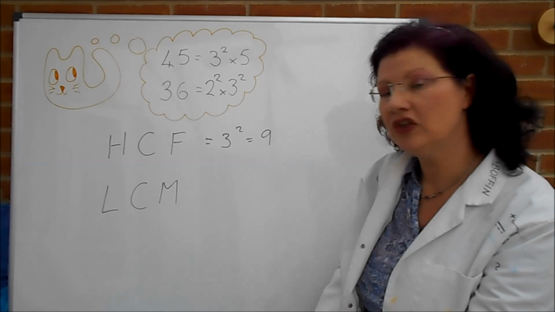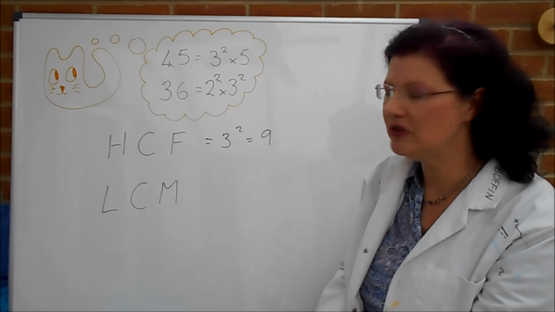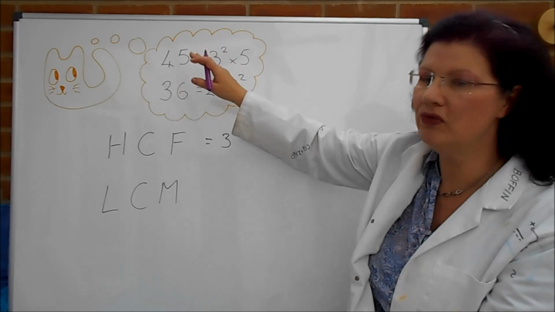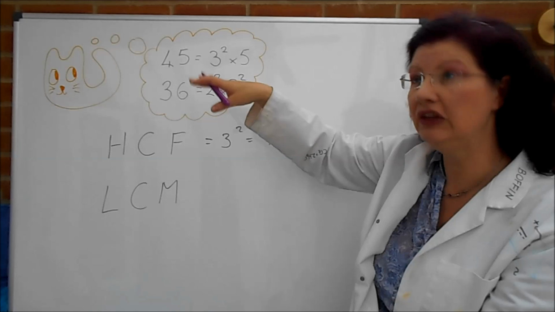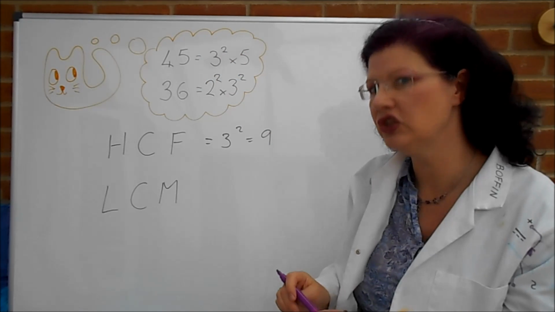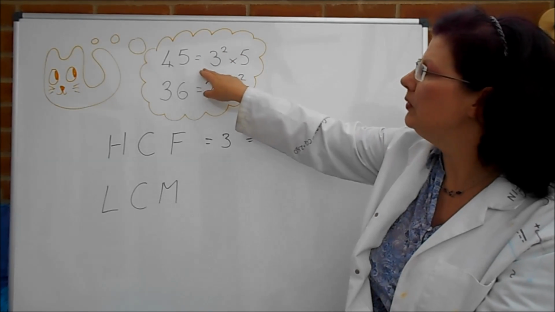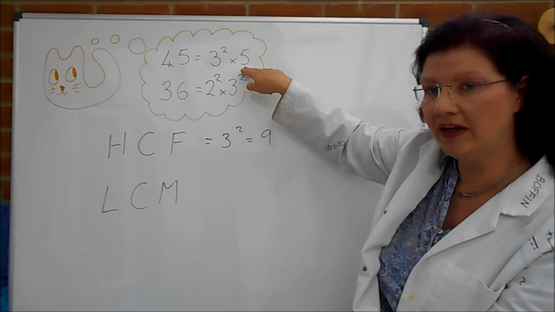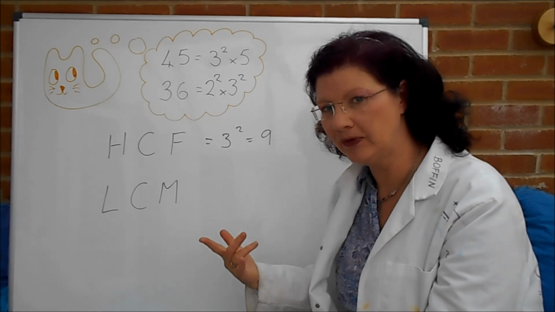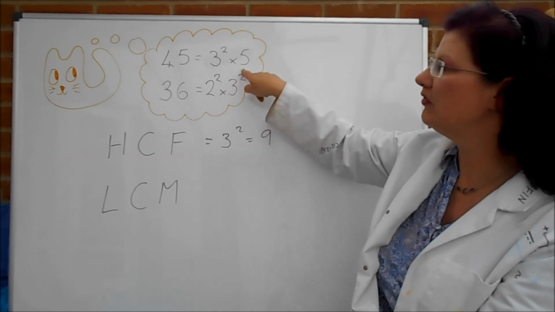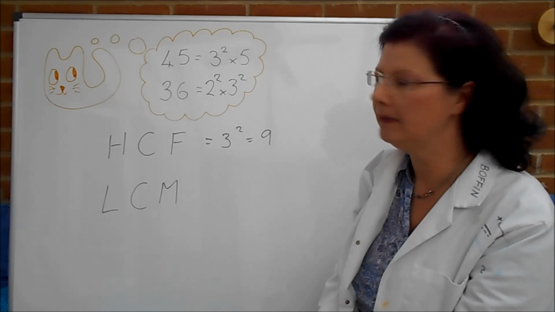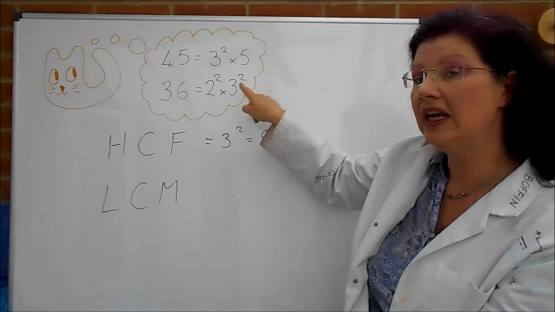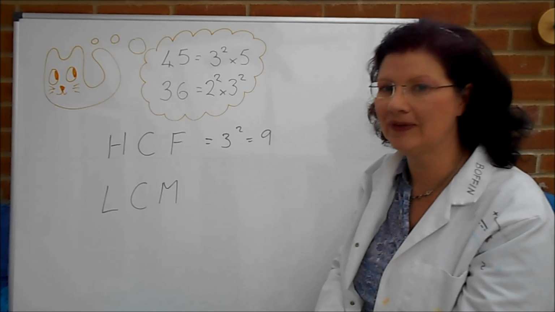Okay? Lowest common multiple. Similarly, again, the name tells you what it is. A multiple is anything that's in the 45 times table. So 1 times 45 is 45, 2 45s are 90, 3 45s are 135, and so on. Multiples are made by having a 3 times 3 times 5 times something else. Okay, so 3 times 3 times 5 times anything you like. Similarly, the multiples of 36 are made by 2 times 2 times 3 times 3 times anything else.